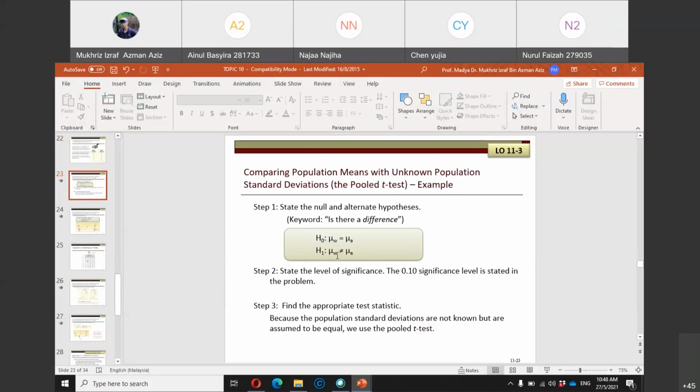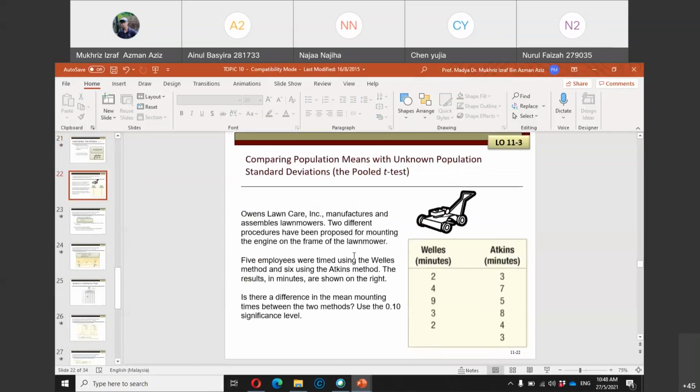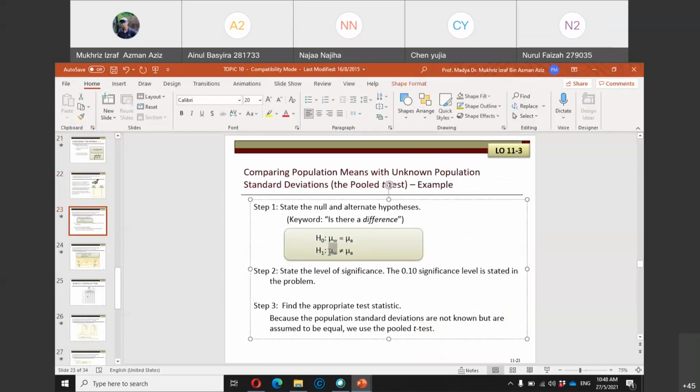If I decide that Wallis appears first in the notation in my H1, then in the calculations later on, in this formula here, X bar 1 will be referring to Wallis, because in my H1, Wallis appears first in this part here, followed secondly by Atkins. So X bar 1 will be Wallis, X bar 2 will be Atkins. I hope you are clear on that.